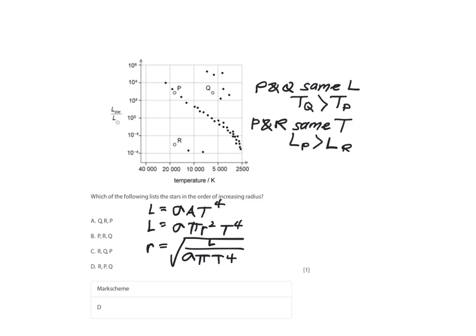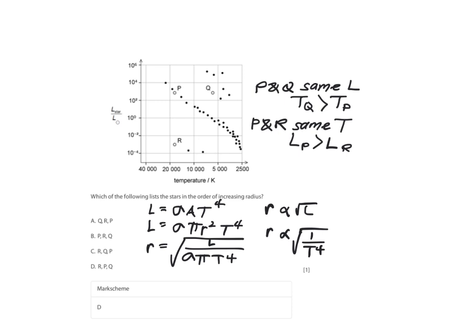Area is pi r squared. So if we solve for the radius, we get that it's the square root of the luminosity over the Stefan-Boltzmann constant times pi times the fourth power of the temperature. Now P and Q have the same luminosity, but the temperature of Q is greater than the temperature of P. P and R have the same temperature, but the luminosity of P is greater than the luminosity of R.